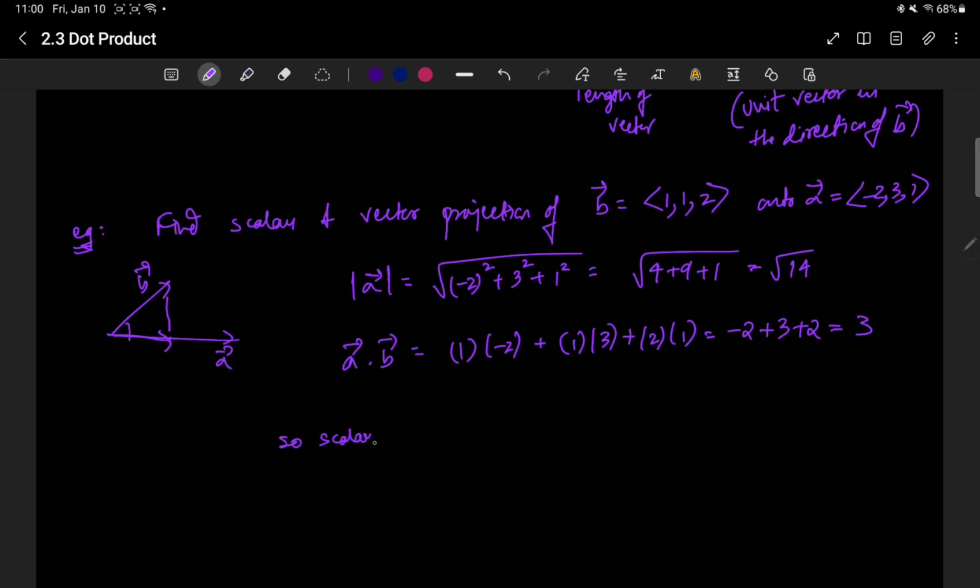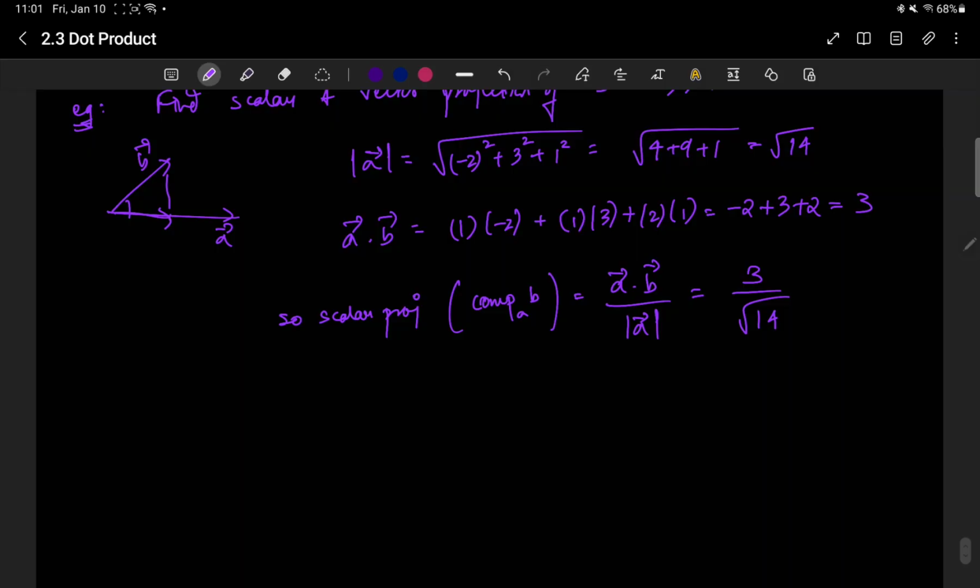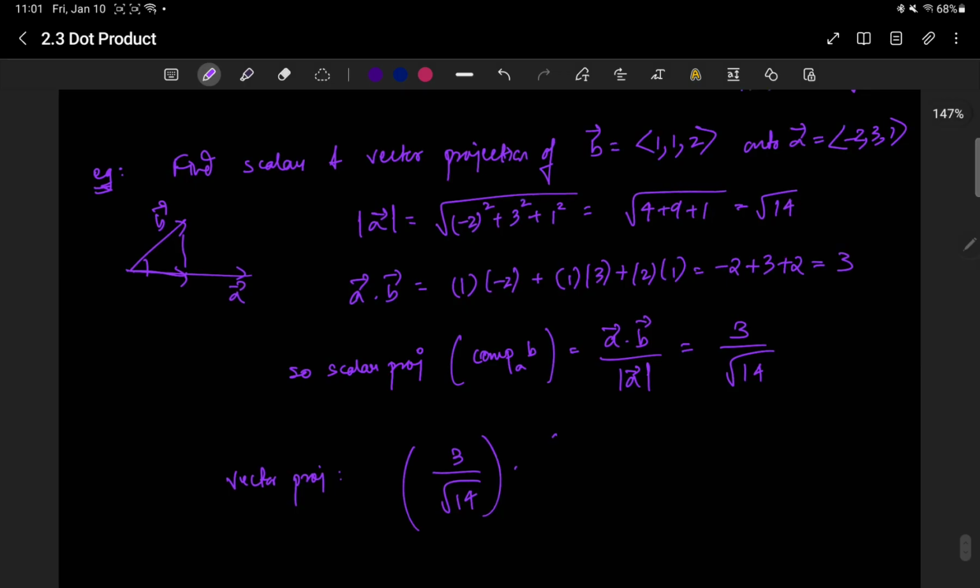So the scalar projection, also written as COMP, the component of B projected onto A, is A dot B divided by the absolute value of A, which is 3 over root 14. Now, what about the vector projection? The vector projection will have a length of 3 over root 14. What will its direction be? Its direction will be the direction of A divided by the magnitude of A.